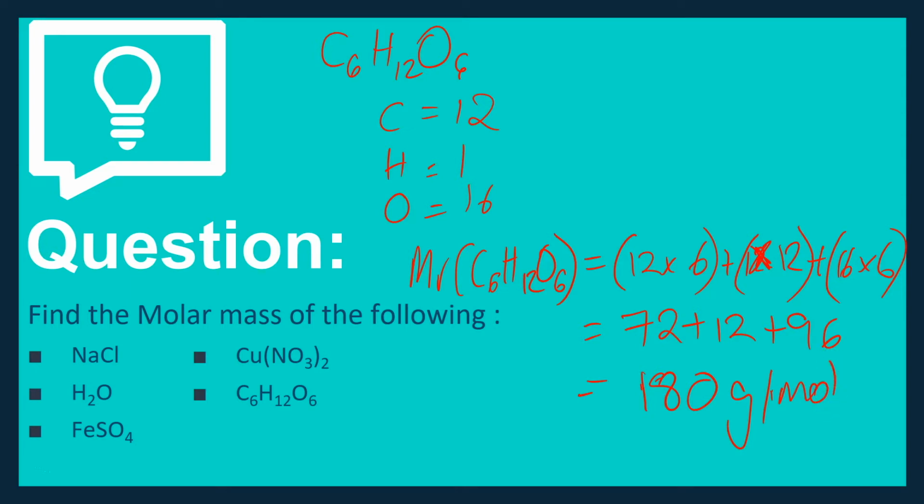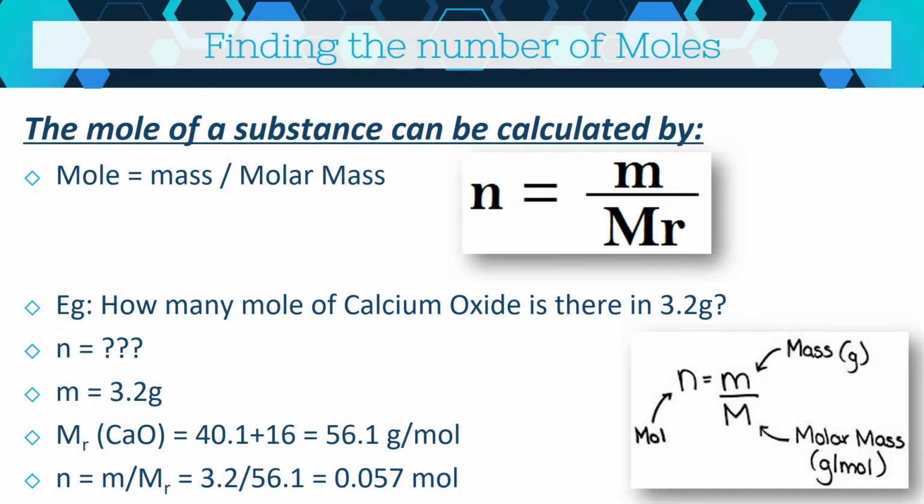Alrighty, and there you have it. That's how you can find the molar mass of different molecules. Now, you might be thinking, well, why do that? Well, because when you know the molar mass, you can also go back the other way and you can start working out things like how many moles you might have of something, which is really handy for doing some more complex calculations and reactions in chemistry. So let's have a look at how you can actually approach that.